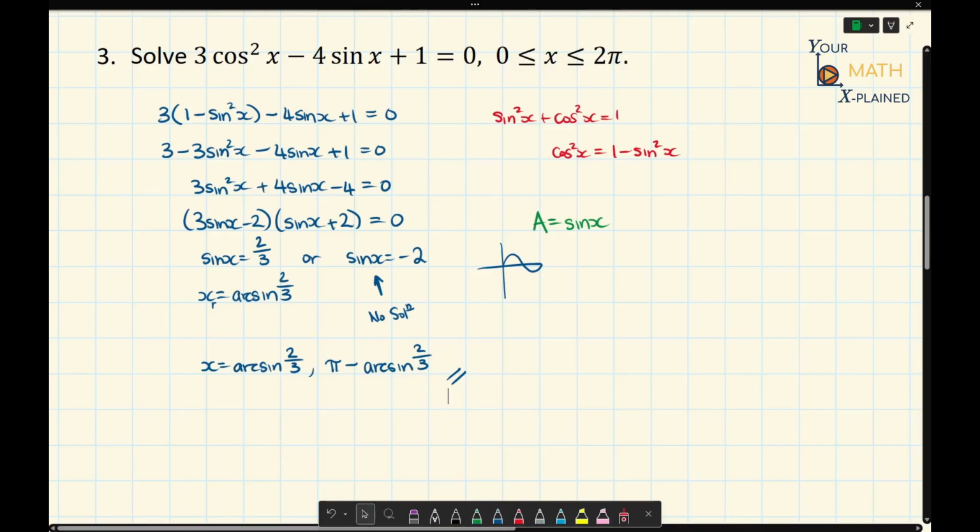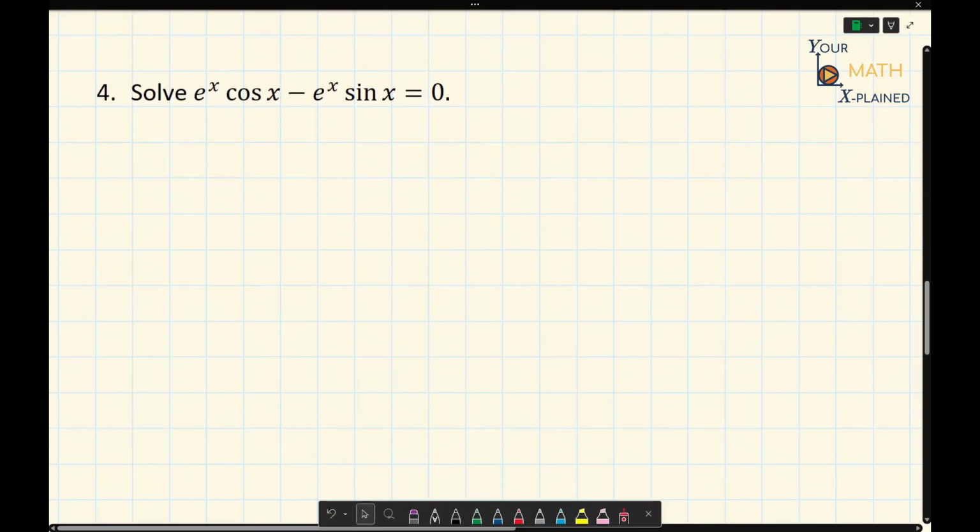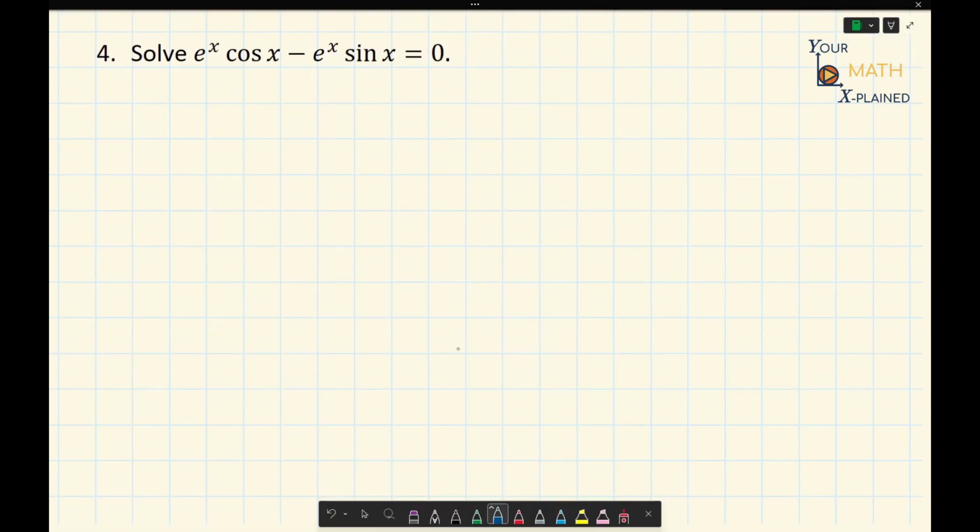And now for our last question, we've added an e to the x in front. So don't worry, we're just going to go ahead and factor that out. So we get e to the x multiplied by cos x minus sine x is equal to 0. And now we have two factors multiplied together to be equal to 0, which means we would set each of them to be equal to 0. So we get e to the x is equal to 0, or we have cos x minus sine x is equal to 0.